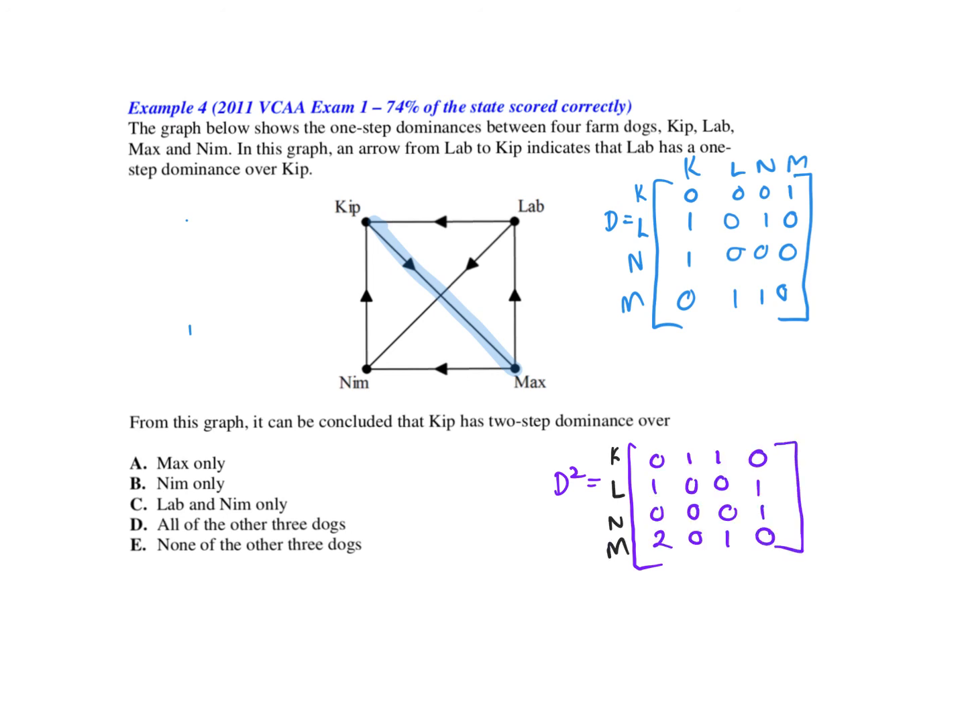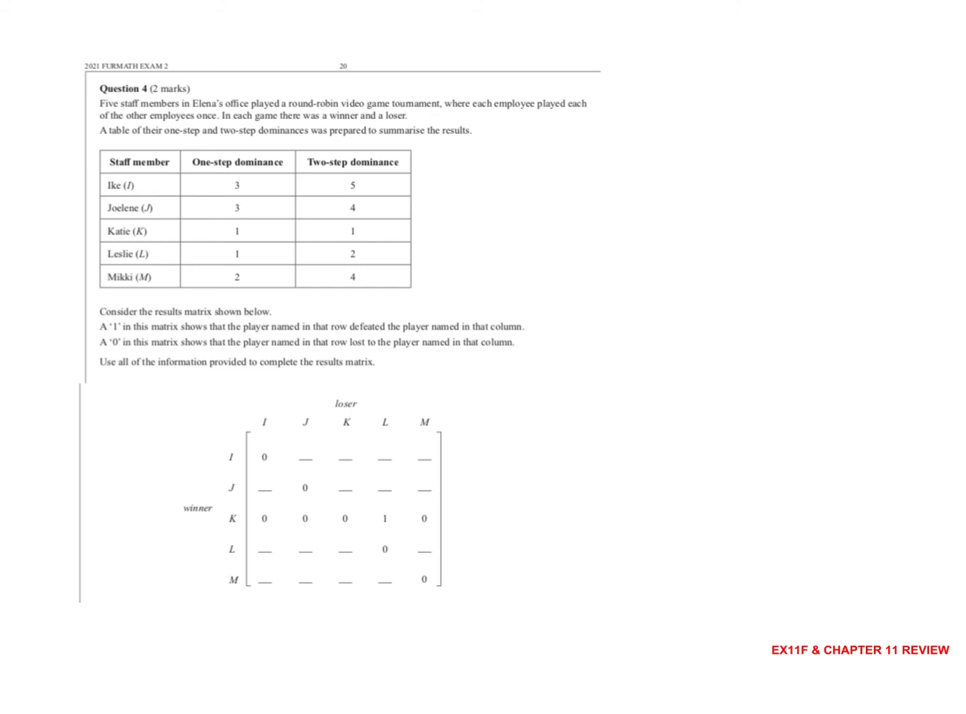Okay, so here I've found the dominance, I've squared it. If I tally it up, Kip has a 2-step dominance total of 2, this is 1, and this one's 3. It says it can be concluded that Kip has a 2-step dominance over. If I look at Kip, they only have a 2-step dominance over Nim. That's the only one he's higher than. So B, Nim only.